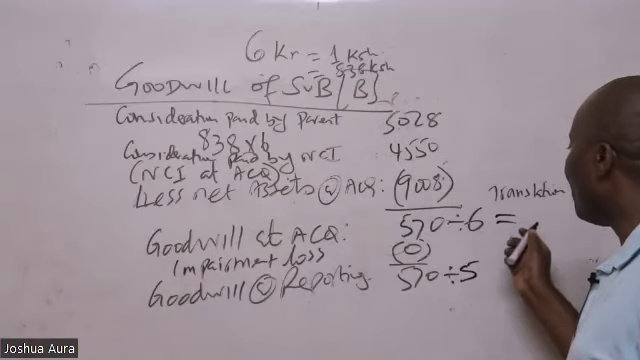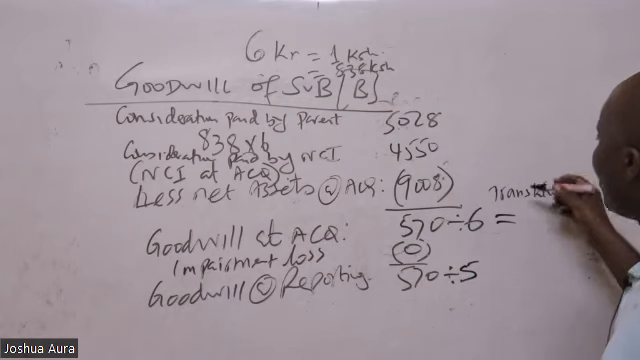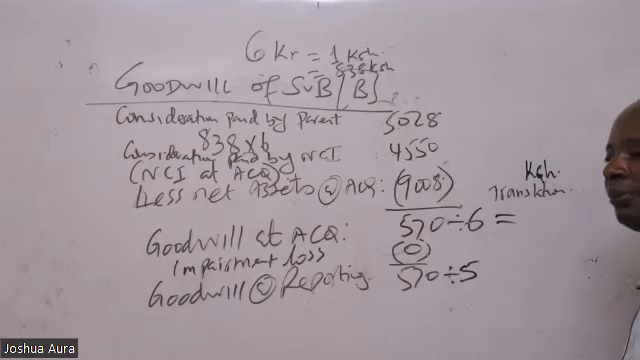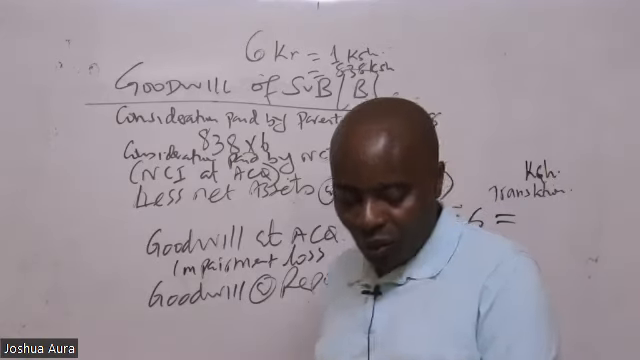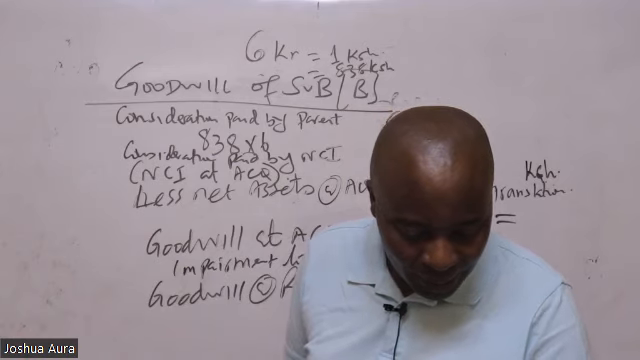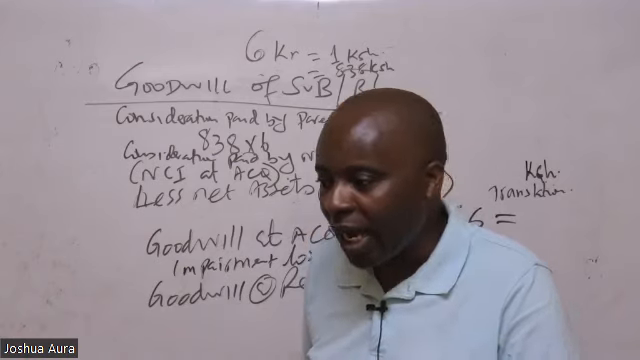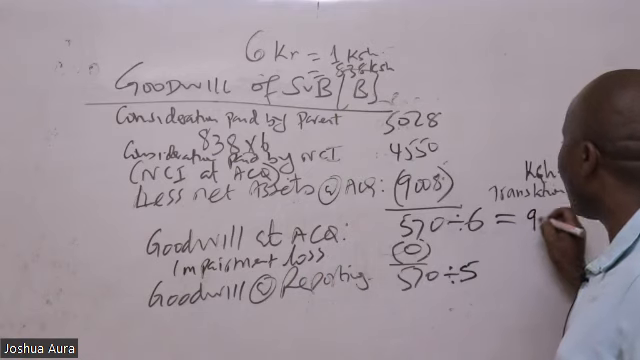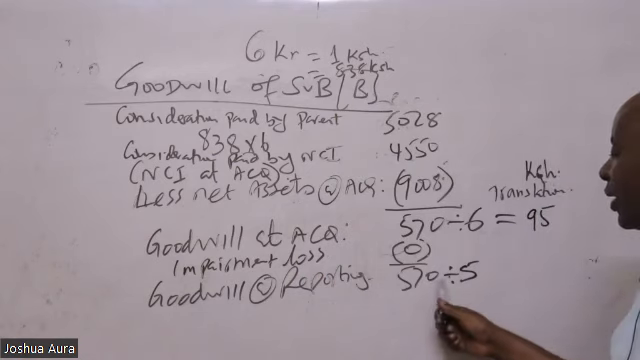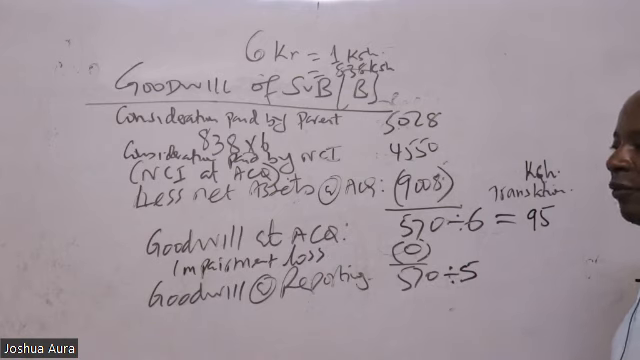So could you kindly give me these figures? And now we are translating these to Kenya shillings. We are coming back home. So somebody is telling me that this one here is supposed to be 95. How about 570 divided by 5? 114.